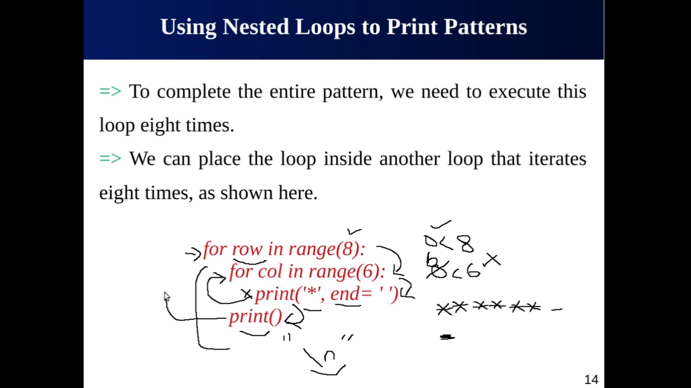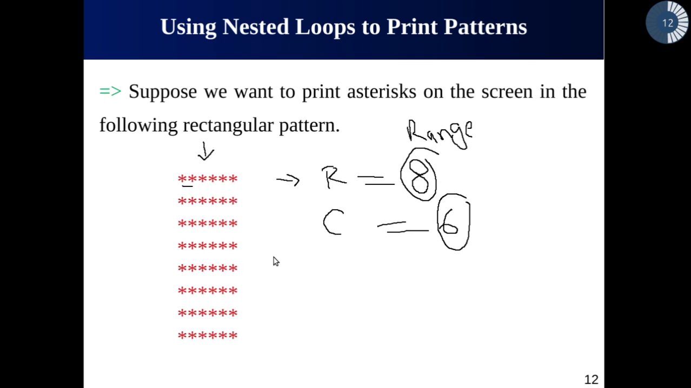After execution of this statement, go back to the outer loop, increment the value of row by 1, the new value is 1. Check the condition, condition is true. Okay, execute this time also this inner loop. It will print 6 more asterisks. And then once the condition becomes false here, we have to come here, bring the cursor to the new line, then go back here and increment and so on. So this will display the asterisk 8 times. We will get the output 8 rows and 6 columns.